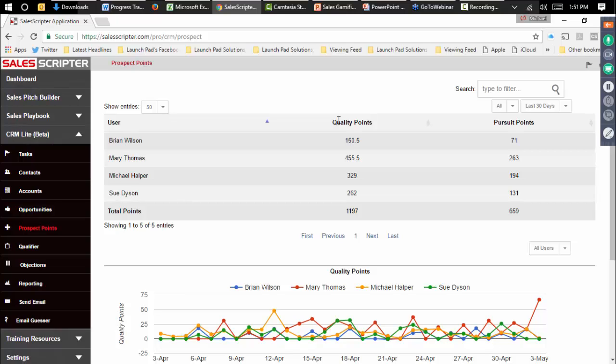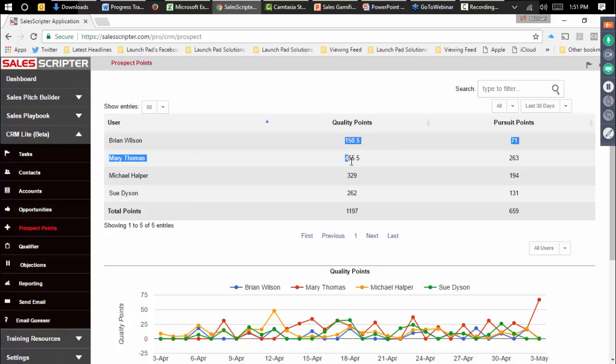So think of it as lead scoring. If you send an email to someone and they open your email and click on a link, they automatically get a set of quality points. They get like 1 point for opening an email and 3 points for clicking on a link. So that's an example of quality points. By the way, those points are logged automatically by sending emails out directly through Sales Scripter.